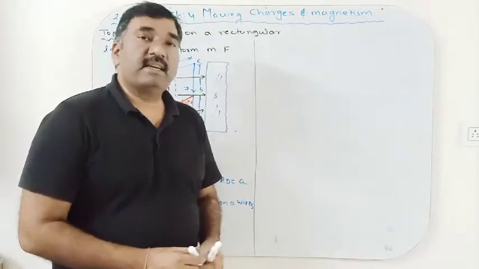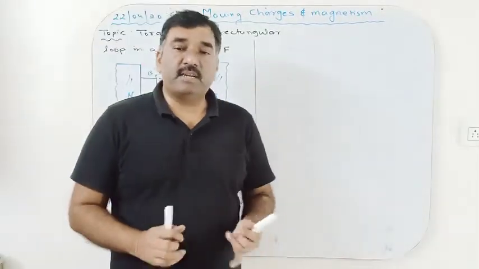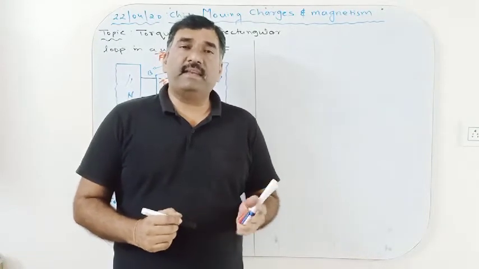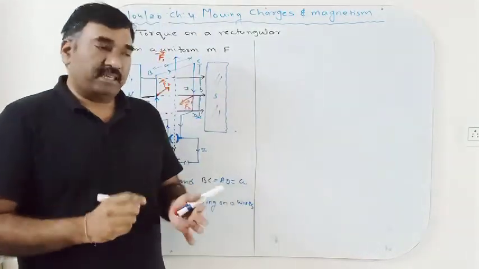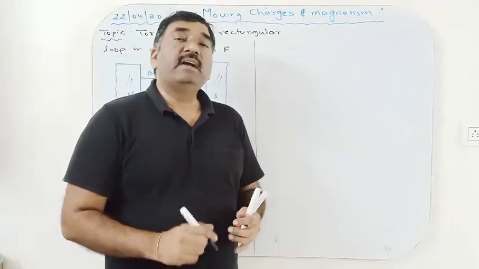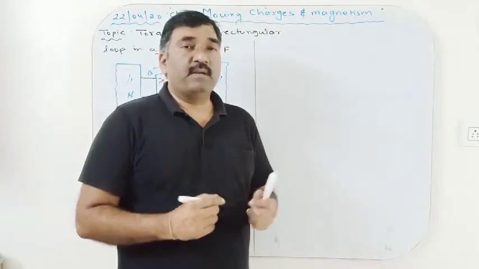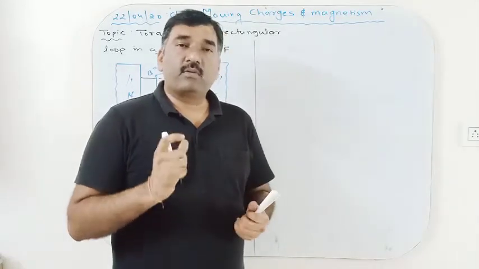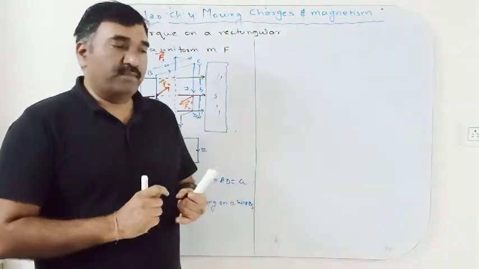Good morning students. In the last lecture we discussed the definition of 1 ampere and the force acting between two parallel wires carrying electric current either in the same direction or in opposite directions. And today we are going to learn a very important topic, that is, torque acting on a rectangular coil when it is placed in a uniform magnetic field.